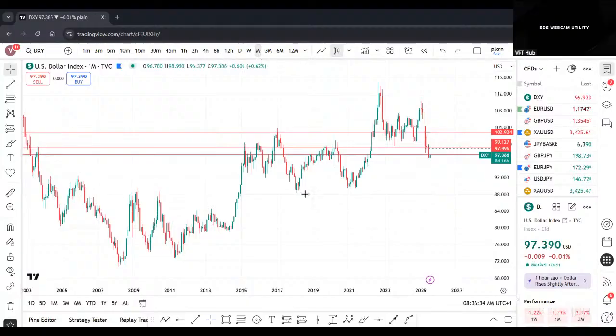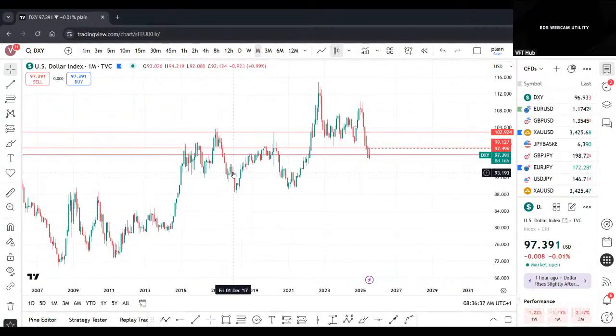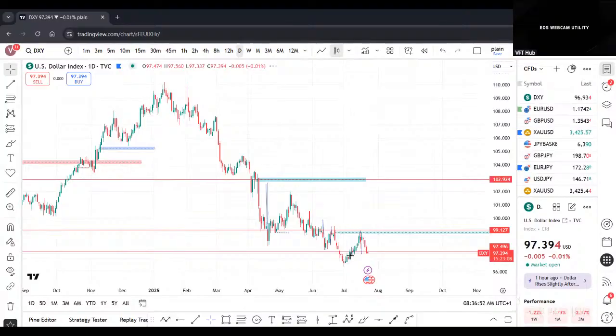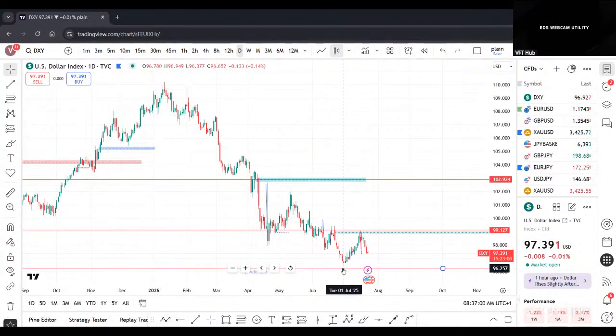All right. On the monthly time frame for the DXY, we can see that price is even breaking further down. Overall direction for the DXY is even to the downside. On the weekly time frame, we keep seeing price breaking to the downside. And right here on the daily time frame, here's my speculation.